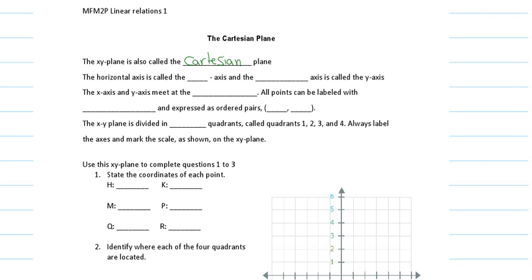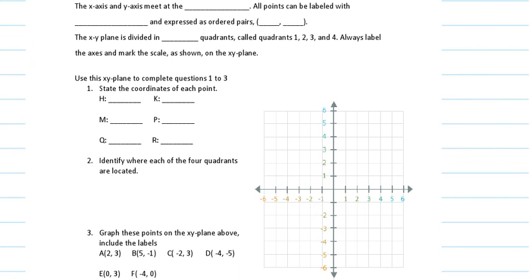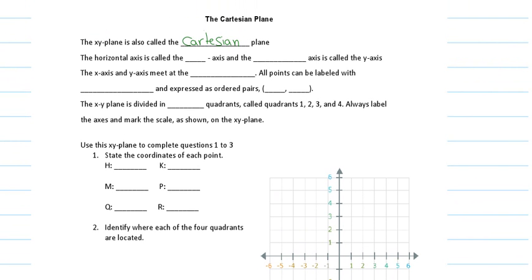So when you're looking at the Cartesian plane, what do we call the horizontal axis? You have a horizontal axis, and you have a vertical. Do you know what we call the horizontal axis? It's the x-axis, yeah? And then the vertical axis is called the y-axis. Okay? So the vertical is y, and the horizontal is x.